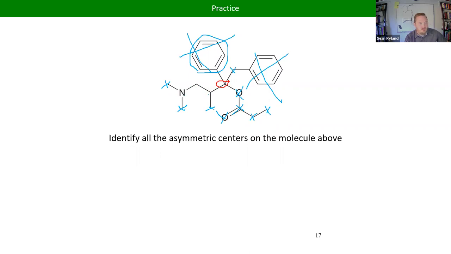How about this carbon right here? We've got a methyl group, a carbon, then a nitrogen, a carbon, then a bunch of other stuff. So those two carbons are distinct from each other, right? They're not the same. And a hydrogen. So we have three different types of carbons attached to that atom, and one hydrogen. So that's an asymmetric center.